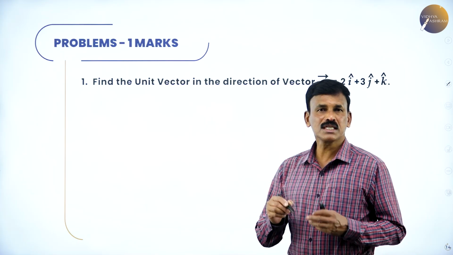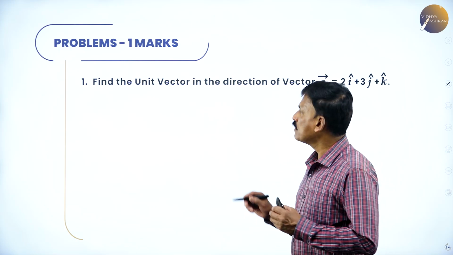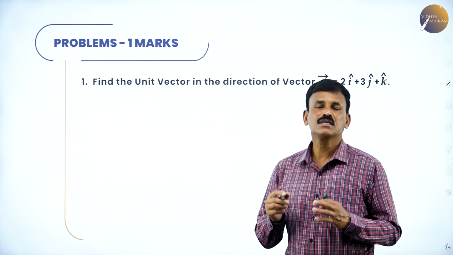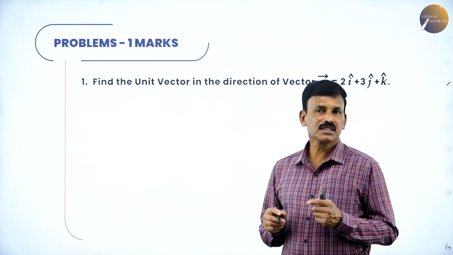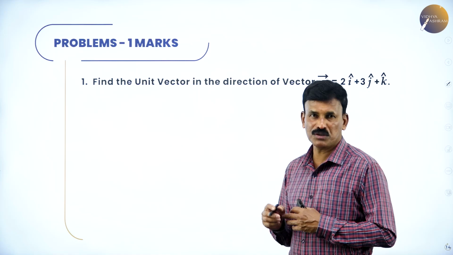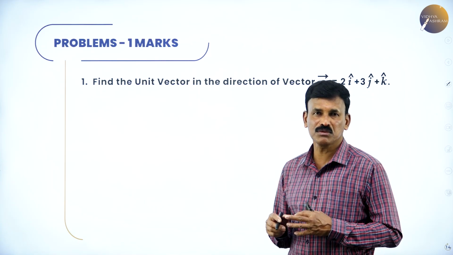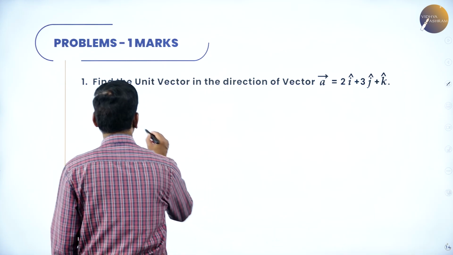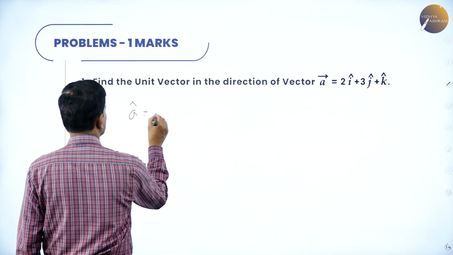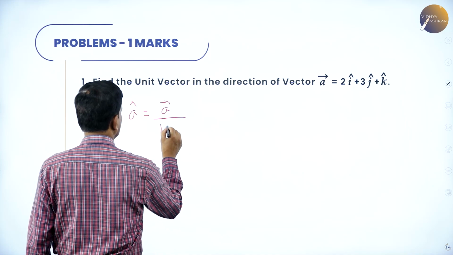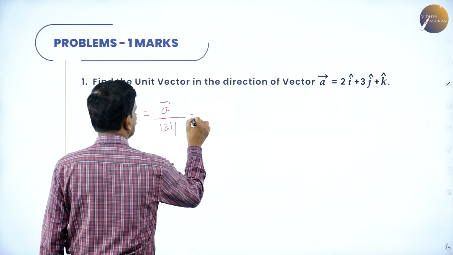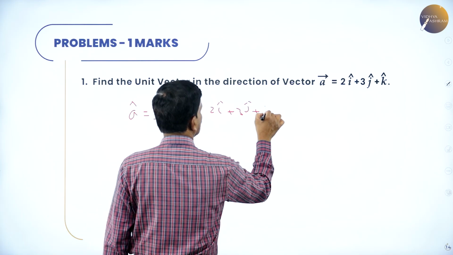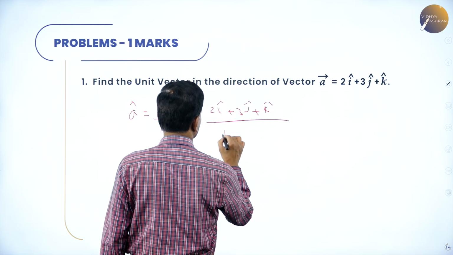Now, based on this, let us discuss the problems. Now, very important for 1 mark, 2 marks and 3 marks. So, I will discuss only very important problems in each type, 1 mark questions, 2 marks questions and 3 marks questions. Now, find the unit vector in the direction of vector a. So, you know the unit vector a cap is equal to vector a divided by its own length. Now, what is vector a here? 2i plus 3j plus k cap divided by its own length.